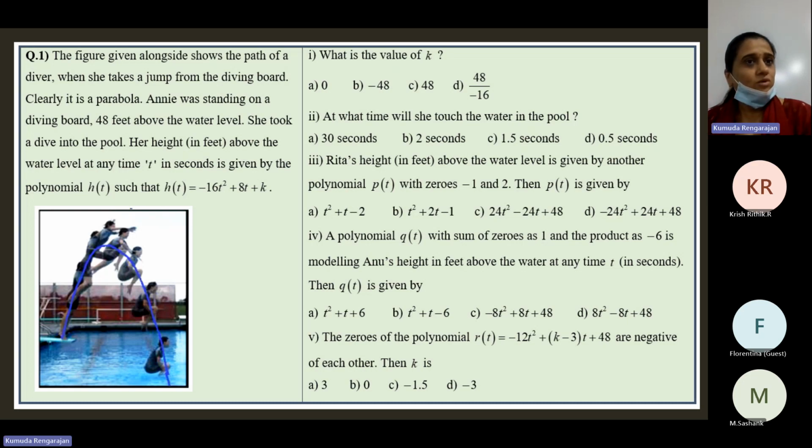So when t is 0, the value of the polynomial is 48. When t is 0, h of t will be 48. 48 is on the y-axis. See, the x-axis is time, the y-axis is the height. Now, we know two things here already: time 0 seconds, height 48 feet. We are going to use this information to find the value of k.